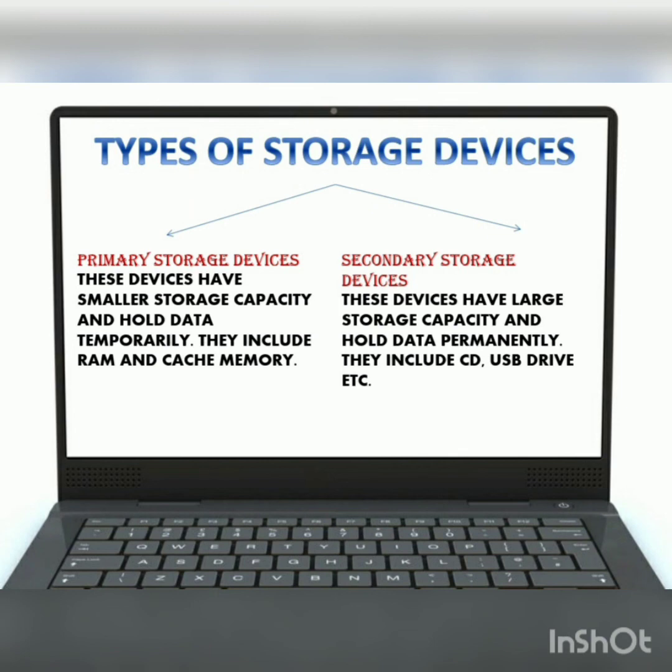You are able to see types of storage devices, right? One is the primary storage device and the other one is the secondary storage device. Primary storage devices are those storage devices which have smaller storage capacity and hold data temporarily, like RAM and cache memory. They hold data for a shorter period of time. Okay, now secondary storage devices: these devices have large storage capacity and hold data permanently. They include CD, USB drive, etc. USB drive, in the sense we have read a few minutes back about pen drive.